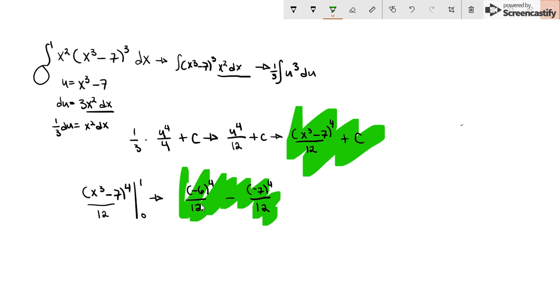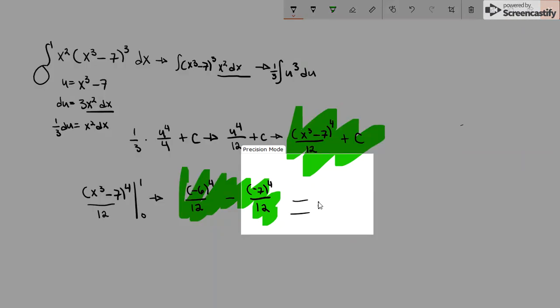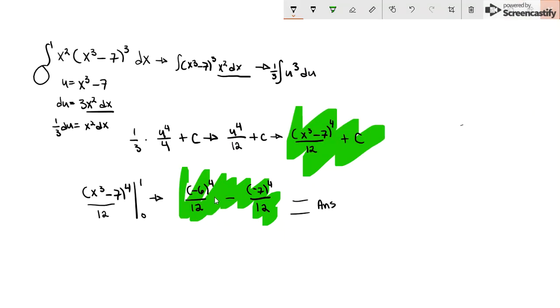Now, I don't have my calculator on me, so I won't be able to tell you what that answer is, but you could just plug it in and you would get an answer, and that would be your final value. So, kind of like what I said in the last integral videos, a definite integral gives you a value, an indefinite gives you a function. So that's the difference between an indefinite and a definite.